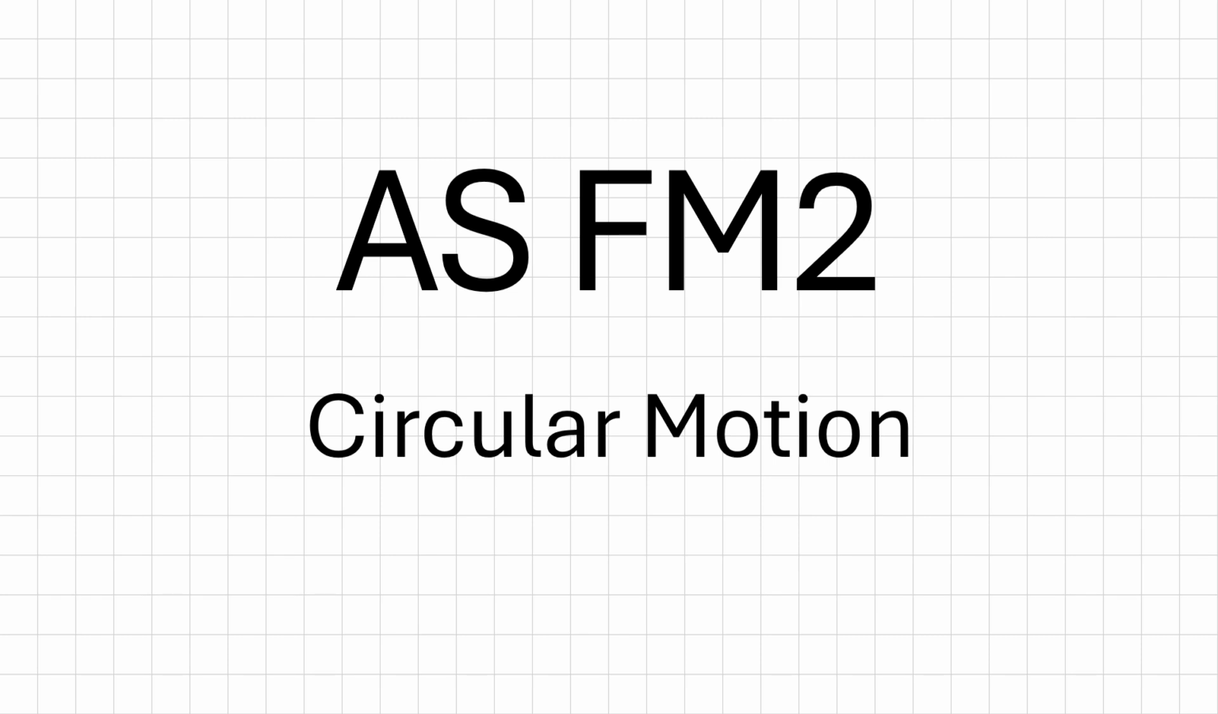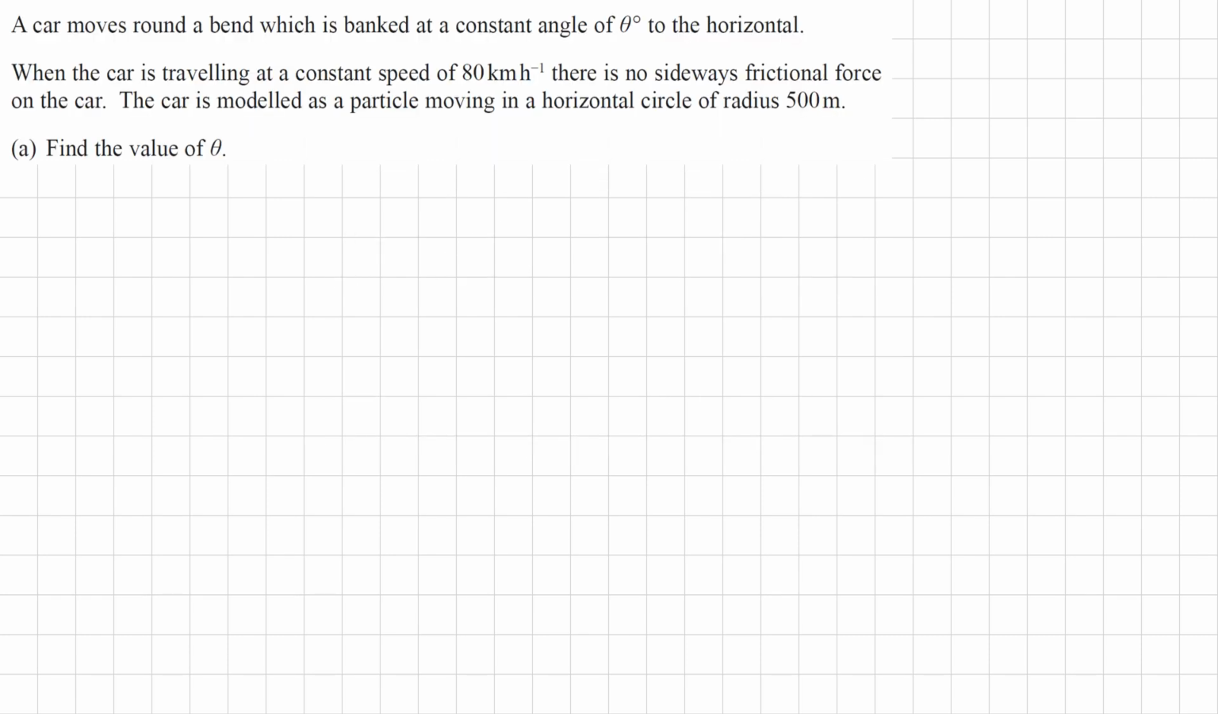This is an AS Further Mechanics 2 question on circular motion. A car moves round a bend which is banked at a constant angle of theta to the horizontal. When the car is travelling at a constant speed of 80 km per hour, there is no sideways frictional force on the car. The car is modelled as a particle moving in a horizontal circle of radius 500 meters. Part A, find the value of theta.